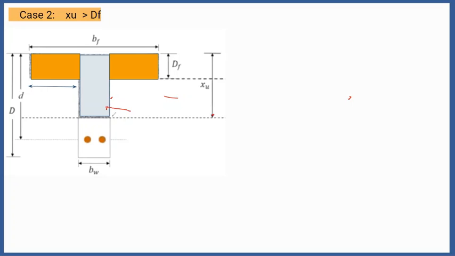एरिया क्या होगा? इस चीज का एरिया होगा BW इंटू लेंथ, माने इसका एरिया होगा BXU, और इसका एरिया कितना होगा? This distance multiplied by DF. तो इस डिस्टेंस क्या होगा हम लोग का? BF माइनस BW डिवाइडेड बाय 2.